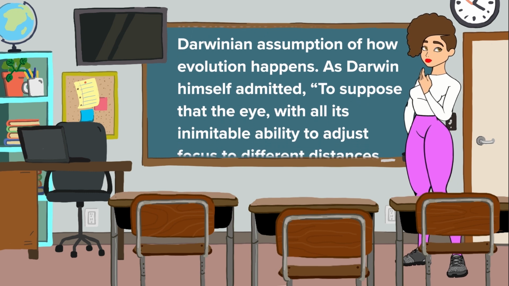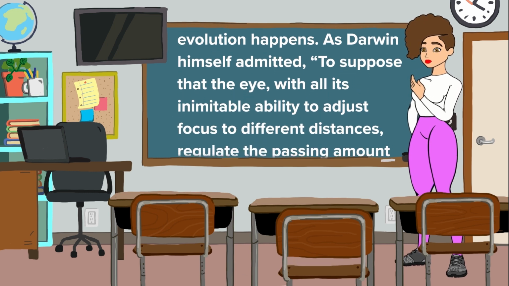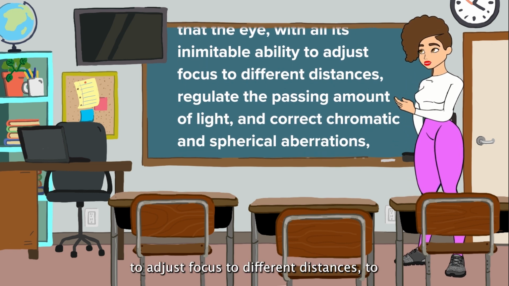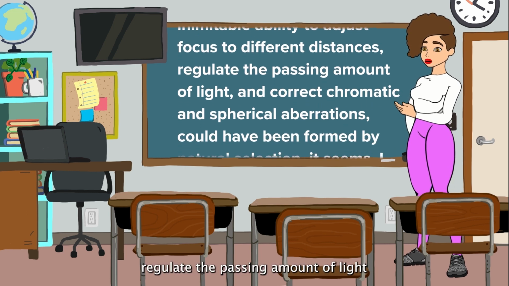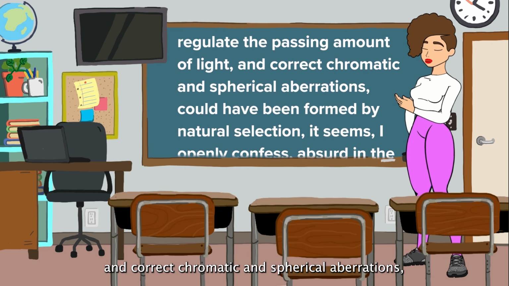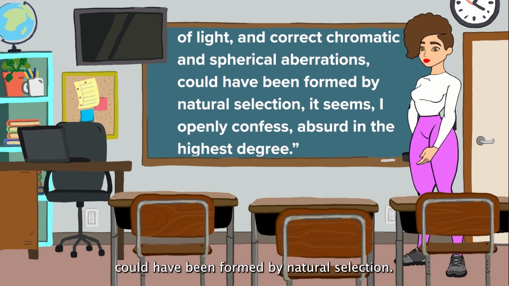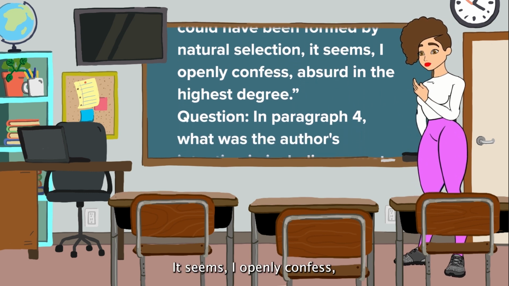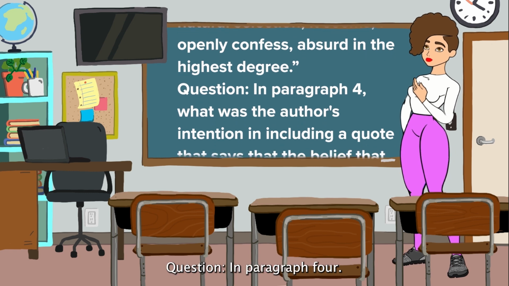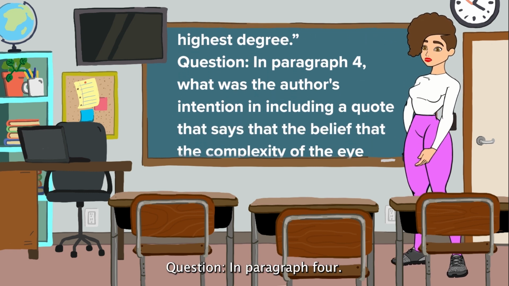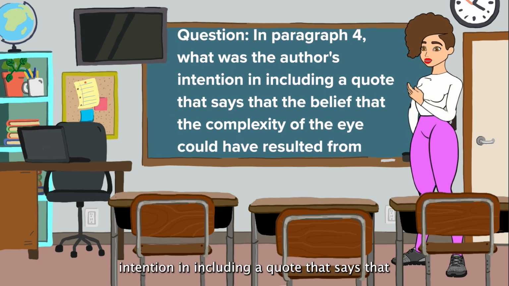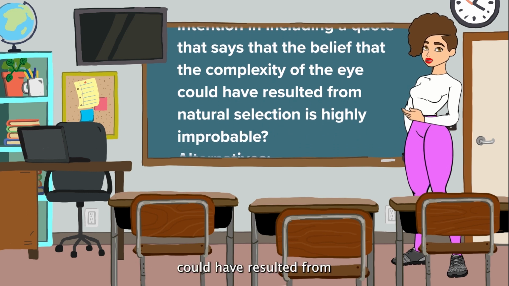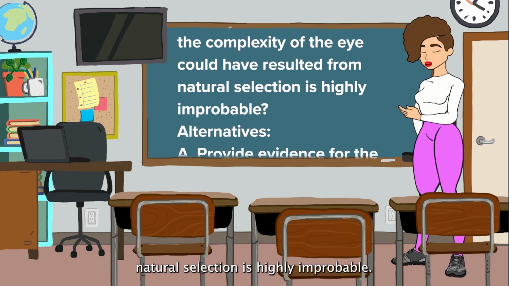The fact that the parts of these systems are so interdependent makes them inconsistent with the Darwinian assumption of how evolution happens. As Darwin himself admitted, to suppose that the eye, with all its inimitable ability to adjust focus to different distances, regulate the passing amount of light, and correct chromatic and spherical aberrations, could have been formed by natural selection, it seems, I openly confess, absurd in the highest degree. Question: in paragraph 4, what was the author's intention in including a quote that says that the belief that the complexity of the eye could have resulted from natural selection is highly improbable?